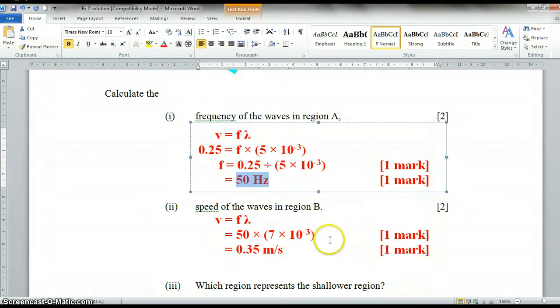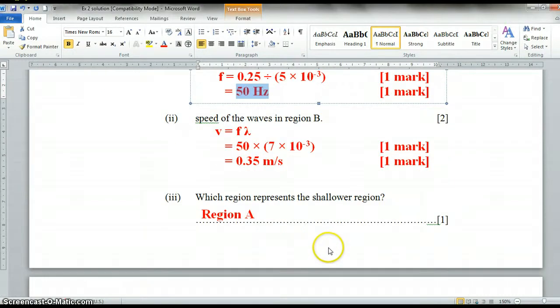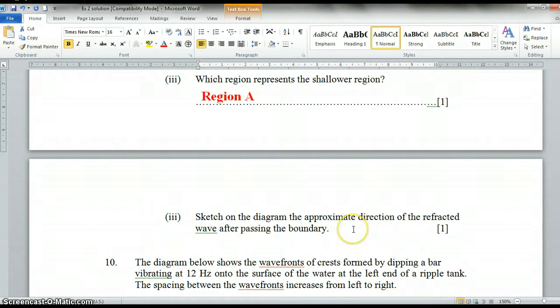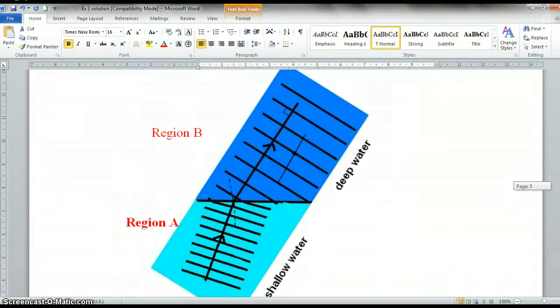For region B, similarly. Which region represents the shallower region? Region A. Now, the last one, sketch the approximate direction of the waves, the refracted rays after passing through the boundary. Because A is a shallower region, the wave fronts should be closer to each other. The wavelength should be shorter as compared to this. Do note on this particular question, it is drawn exactly to scale, so your drawing must be to scale.